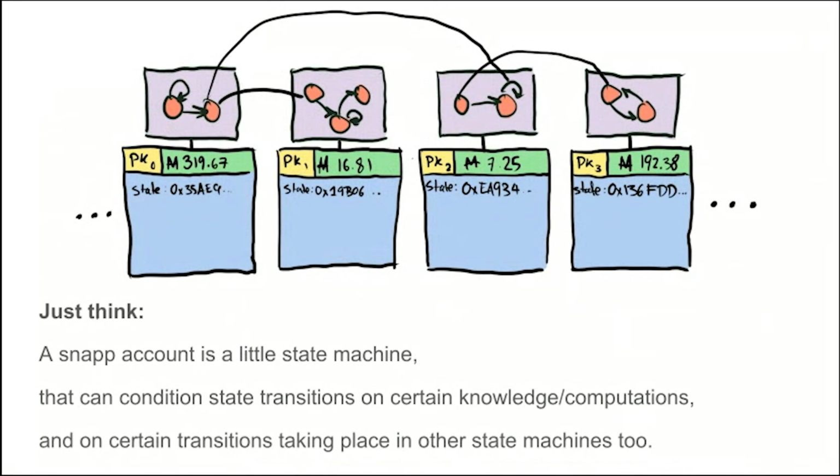And furthermore, these state machines can talk to each other. So you can also condition transitions on other transitions occurring in other Snap state machine accounts. So it's really a full-featured smart contracting system for controlling these little state machines, which are running inside of these little mainnet accounts.